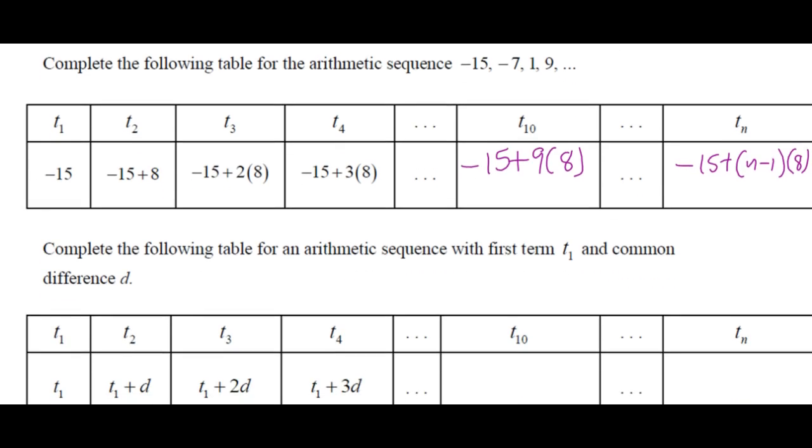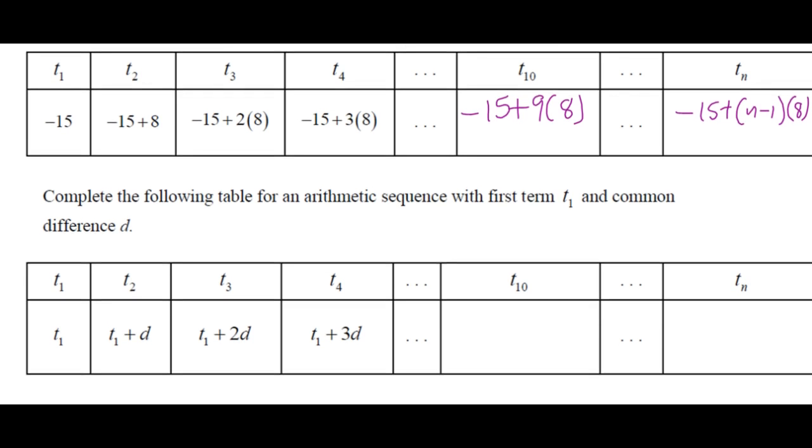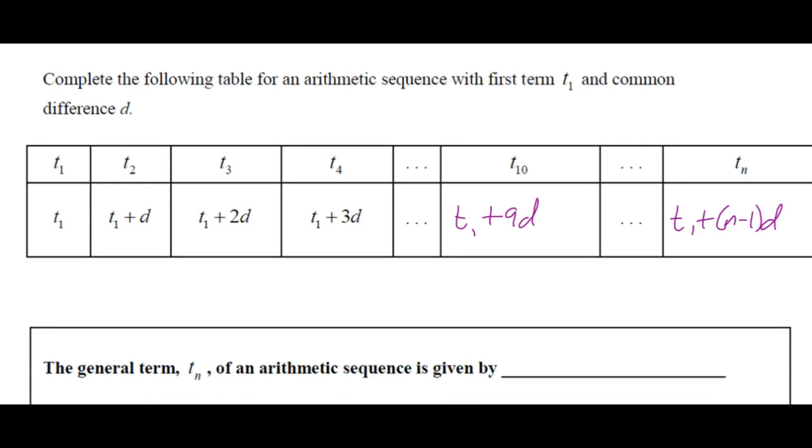Complete the following table for an arithmetic sequence with first term T1 and common difference D. So in this case, we're doing a general case instead of something specific with -15s and 8s. We've got T1, T1 plus D, T1 plus 2D. And T1 is just the first term, right? In this case it's the -15. And then we've got so many differences. So T sub 10 would be T1 plus 9D. And T sub n, the general term, will be T1 plus n minus 1 D's, right? n minus 1 times D.